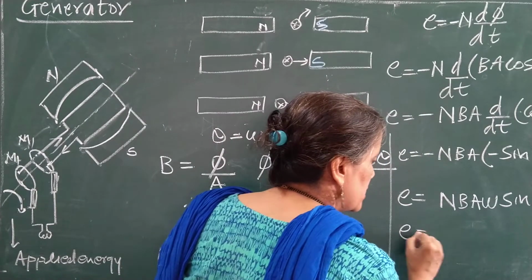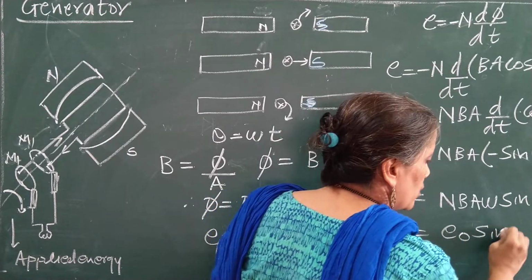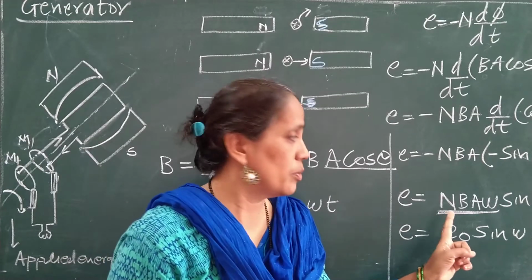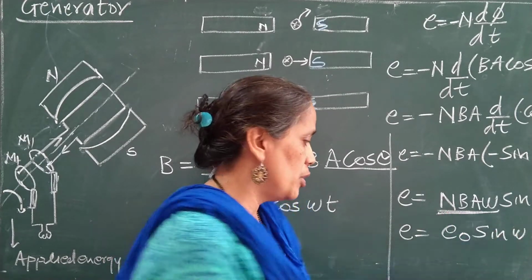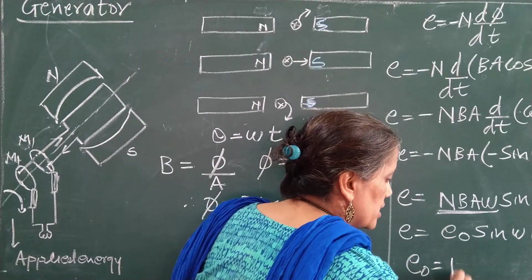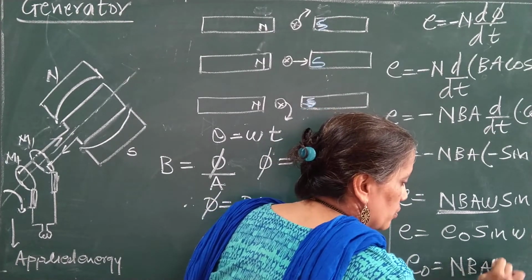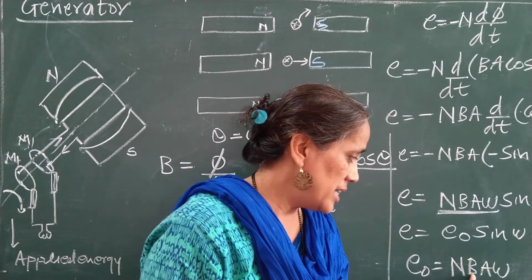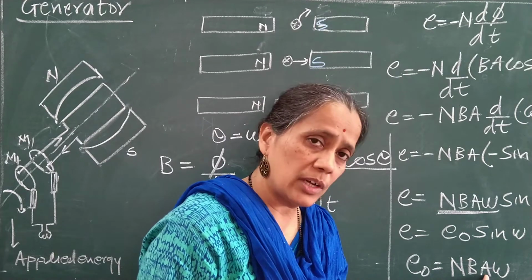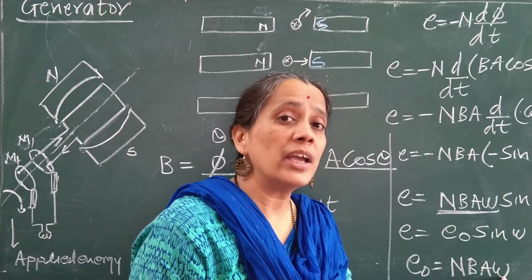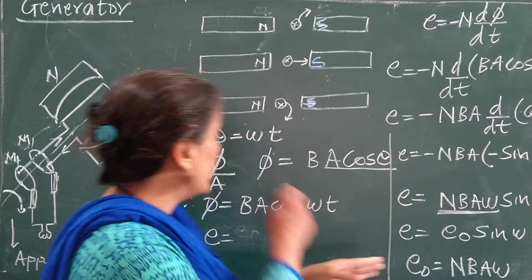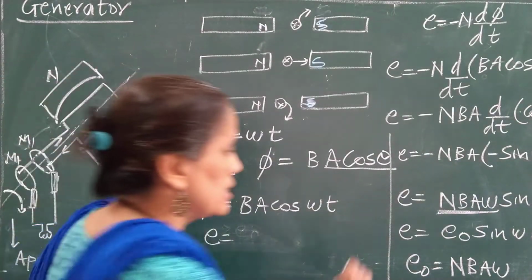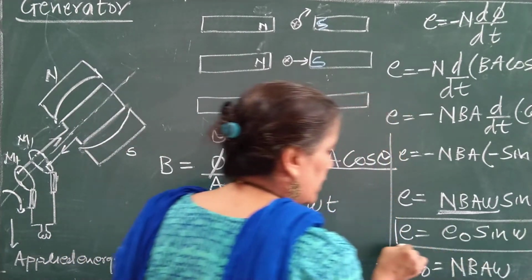Therefore, I write E is equal to E0 sin of omega t. I have written peak EMF E0 for this term NBA omega, which means peak EMF E0 is equal to NBA omega. N is the number of turns, B is the magnetic field, A is the area of the coil, and omega is the angular velocity at which the coil is rotating inside the magnet. So this is the EMF induced in the generator.